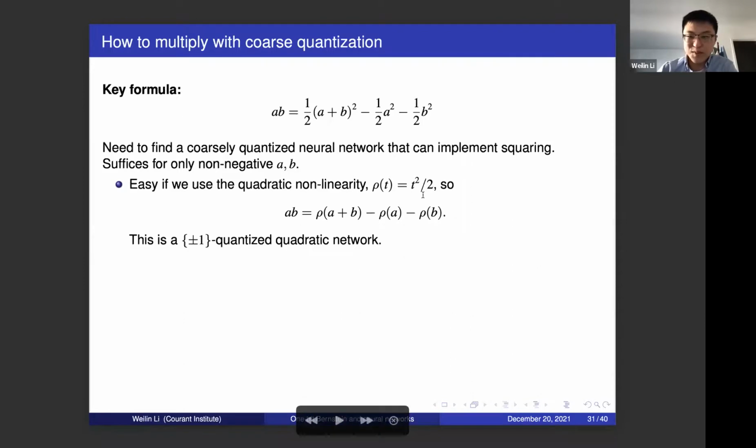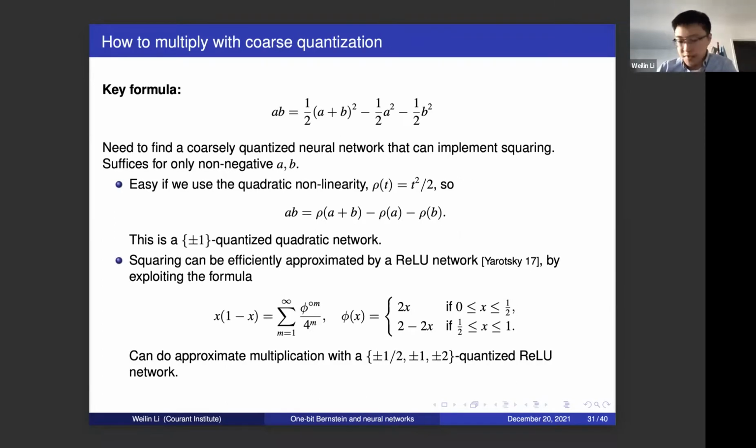Okay, so if we use a quadratic nonlinearity, this is trivial, right? Like if rho is t squared over 2, then A times B is this thing in terms of A and B. And this is still 1 bit because to do A plus B, I just need plus 1. To do minus, I need minus 1. Another minus 1 here. A and B, their coefficients are 1, still 1 bit. So this is a 1-bit quantized quadratic network.